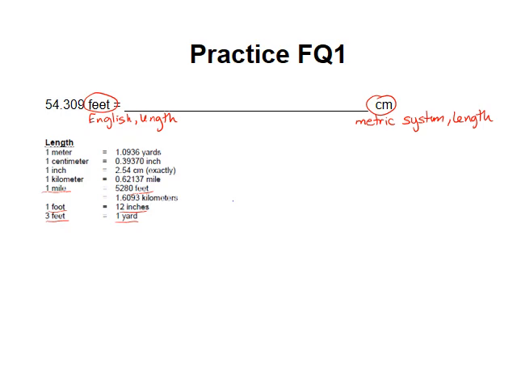Since we want our final answer in centimeters, we need a conversion factor that gets us from the English system to the metric system. We notice that there's a conversion factor between inches and centimeters. So if we use the conversion factor between feet and inches, and the conversion factor between inches and centimeters, we'll be able to solve this problem. Let's rewrite these equalities out again. So we have 1 inch is equal to 2.54 centimeters, and 1 foot is equal to 12 inches.